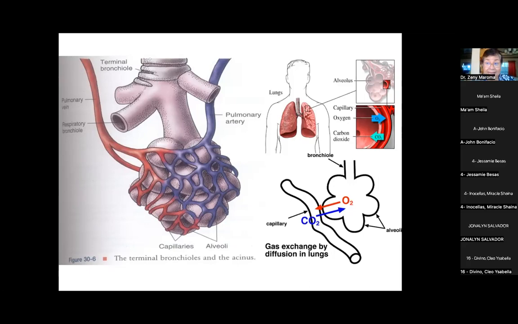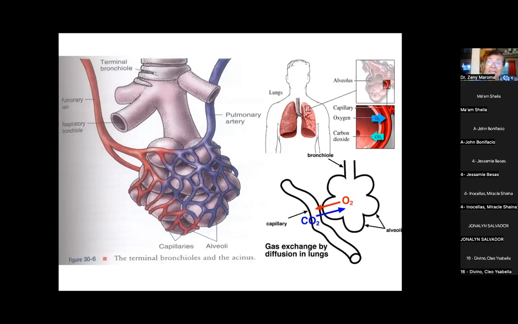Okay? For gas exchange to occur or for diffusion to occur, there must be much ventilation perfusion ratio. Meaning, there must be good ventilation and good perfusion. Ano ngayon yung term perfusion? Perfusion refers to amount of blood flow to the pulmonary artery. Okay, pulmonary perfusion refers to the amount of blood which flows to the pulmonary artery.